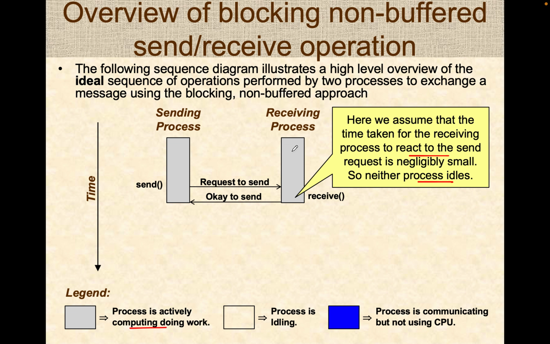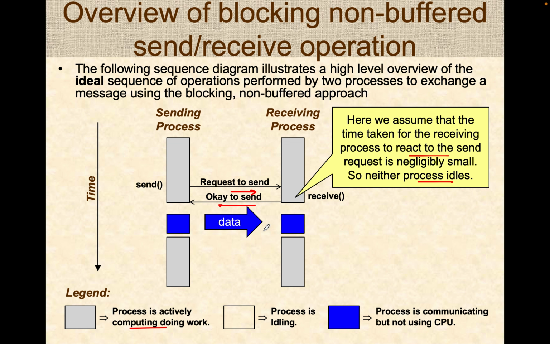So once the handshaking is complete, that means you have a request to send that is being sent, and the receiving process says, yeah, I'm ready to receive. The data transfer happens from the sender to receiver, and then both the processes continue with their operations, with the sender doing some operation and receiver typically processing the message that it got. So this is a conceptual view of how blocking, that means it's going to block, and non-buffered, there are no buffers in the middle, and the data transfer happens.